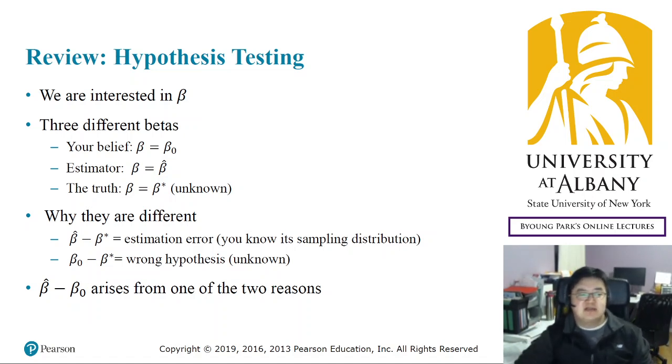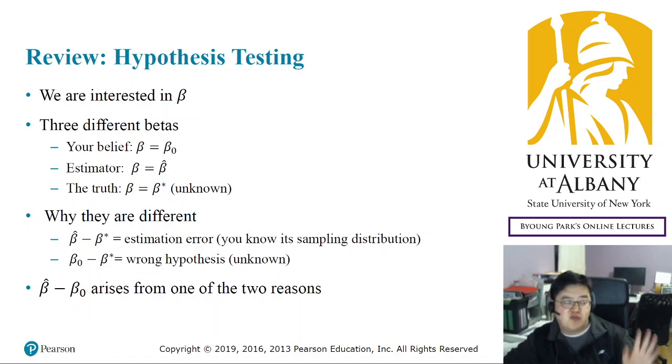In the last lecture, I reviewed the general framework of hypothesis testing, and let me start from here. I did this briefly at the end of the last lecture. Let me do it again. What's important to understand the framework is that there are three different betas.